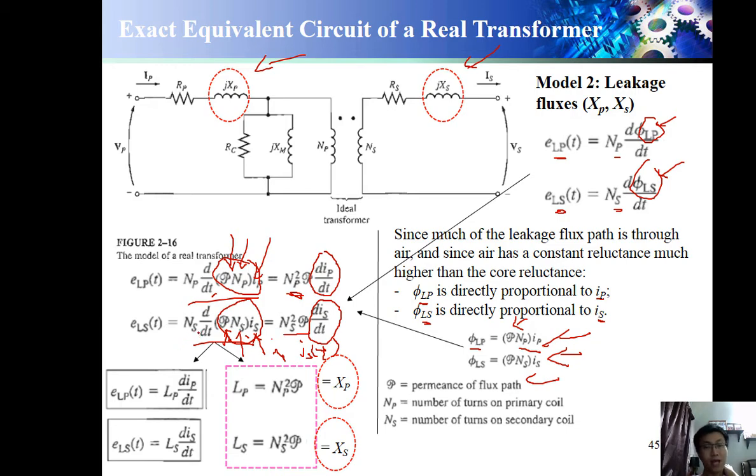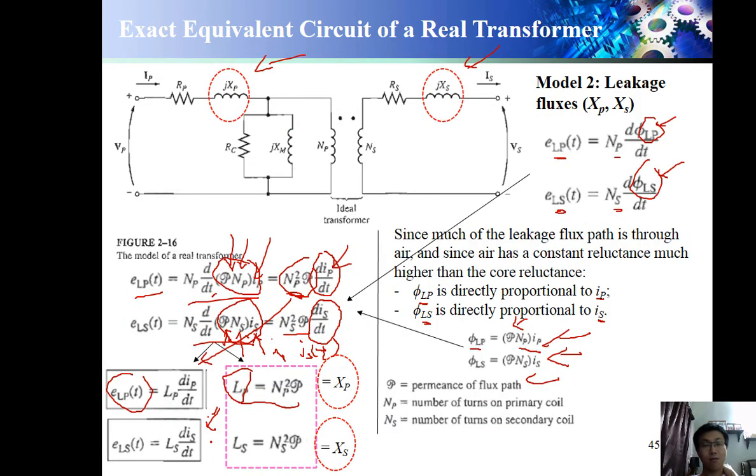Okay, then I can factorize, become like this, where I make this become LP. NP squared P equals LP. So E LPT equals LP, this one, times DIP dt. Same as well for this one. Okay.